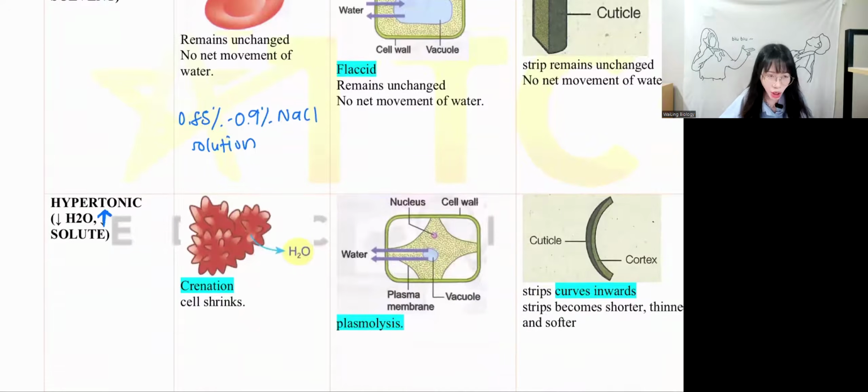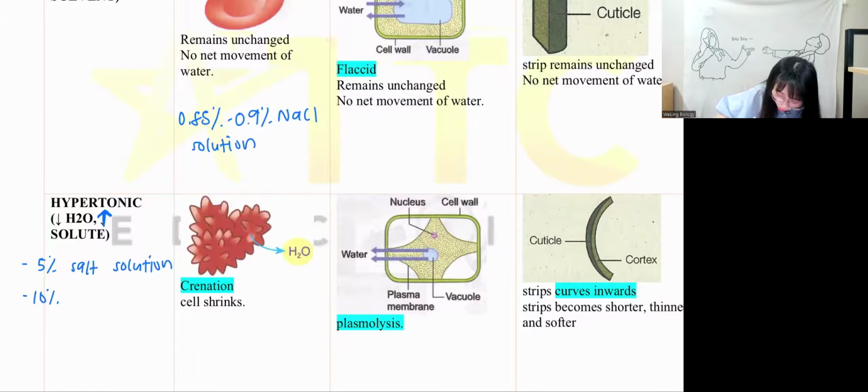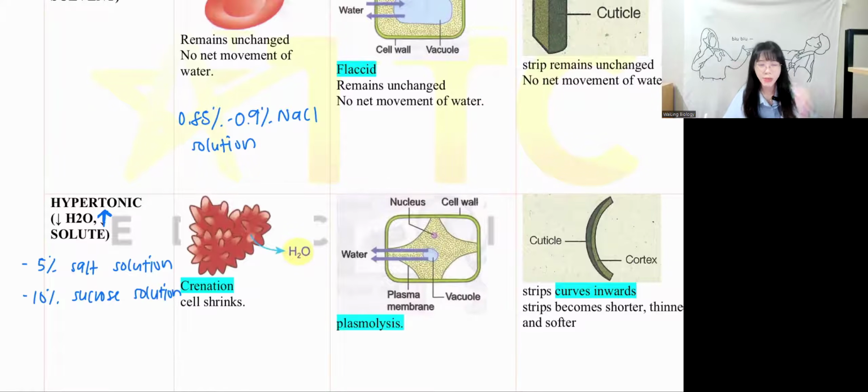Next, we have hypertonic. Hypertonic means that they have lesser water. What are the examples of hypertonic? You can apply to any cell over here. It can be sugar, it can be salt, it can be anything. So let's say I just write salt solution. It can be any percentage. Let's say right now I have 5% of salt solution, or maybe I have 10% of sucrose solution. It can be any percentage, guys. Not necessarily 5 or 10. 10, 15, 20 also can, whichever percentage also can.